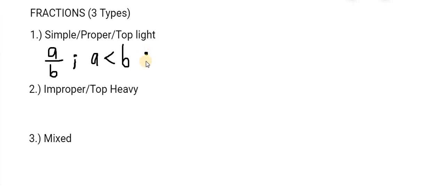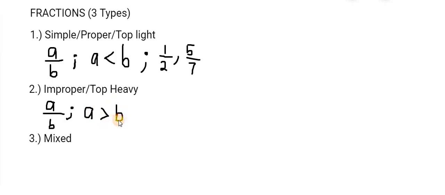So some examples you might find, just pick two numbers. The smaller number goes on top, the bigger number goes on the bottom. Okay? Now, in the case of improper fractions, if we have the same a over b, the difference is it's top heavy, or in this case, improper. So a is bigger or greater than b all the time. So it would be things like 7 over 5, 3 over 2, 4 over 3, and I could carry on.